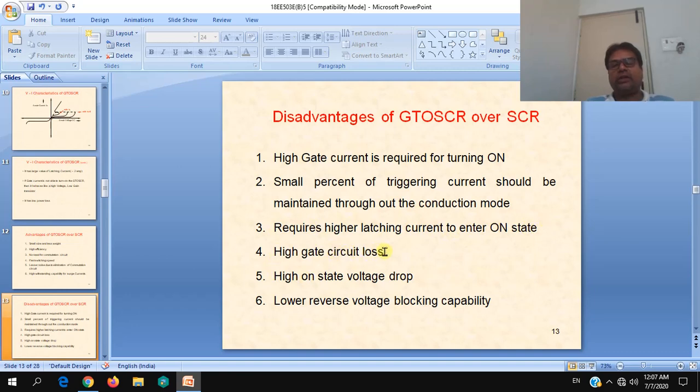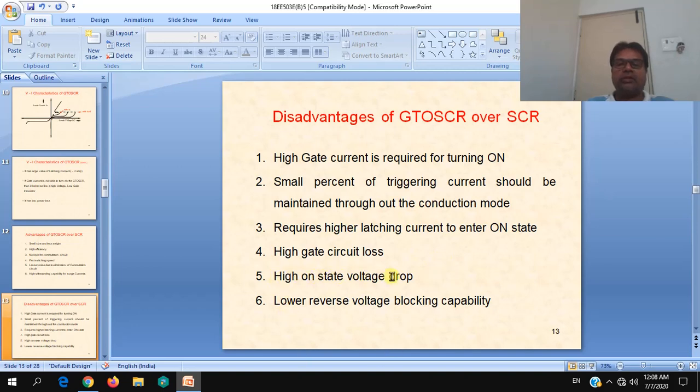High gate circuit loss. When we compare only gate losses, the gate loss of GTO SCR is more. But when compared with the total losses, losses in GTO SCR are less, so efficiency will be more. But as high gate circuit loss is there in case of GTO SCR, the chances of the gate getting damaged are more.